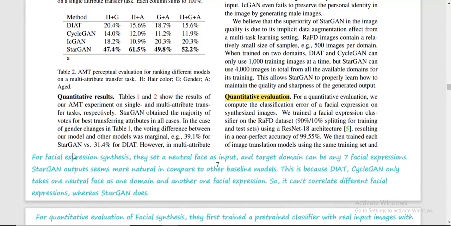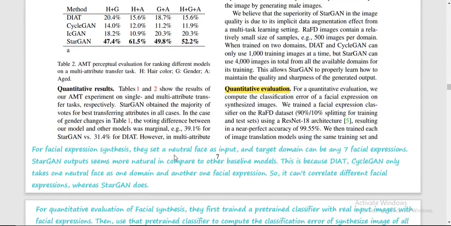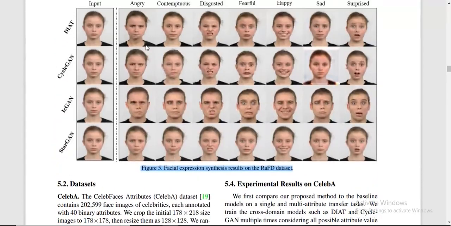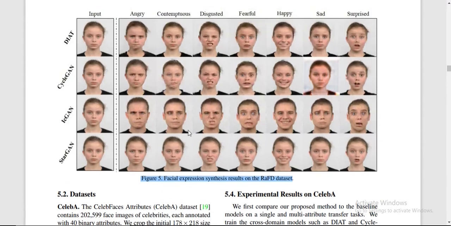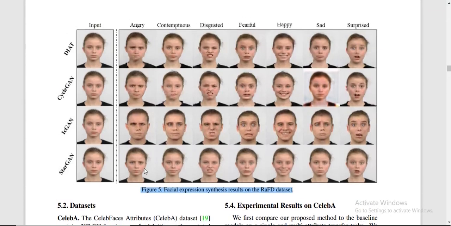So for facial expression synthesis on the RaFD dataset, they set a neutral face as an input, and the target domain can be any of 7 facial expressions. For example, if we see this, there is one input image as a neutral image, and the target can be any of 7 face expressions, right? And the reason it seems more realistic with StarGAN is that StarGAN can correlate between these other domain information, for example sad, surprise, happy, fearful, but this is not the case in the other GAN architectures like IcGAN, cycle GAN, or DIAT.